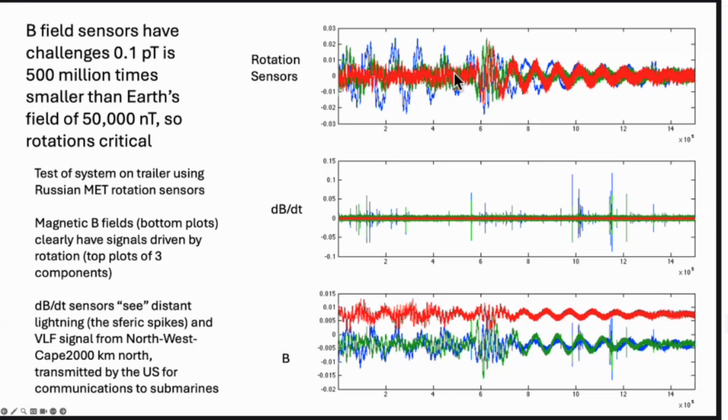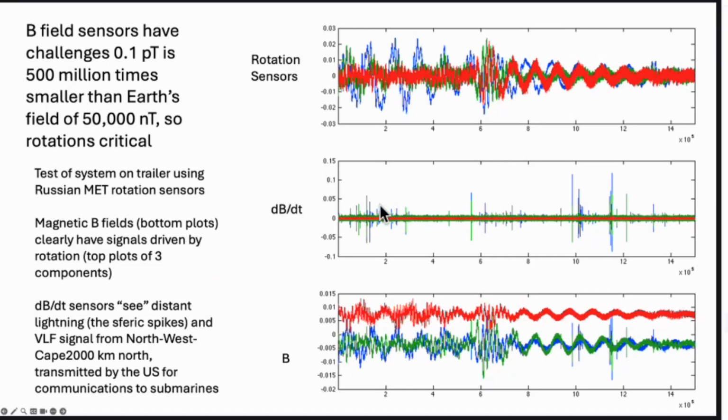For the first 7 seconds it was moving, so a lot of rotation was being measured, X, Y, and Z components. It stopped at around 7, and then that's just the suspension system winding down. At the same time, we're measuring B fields, X, Y, and Z components, and you can see they're mostly sensitive to rotation. We also measure dB/dt, the conventional EM sensors.